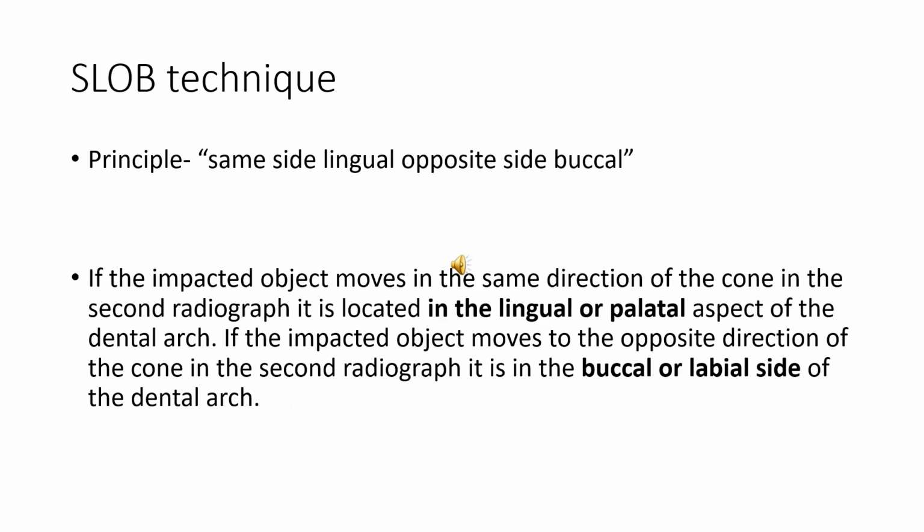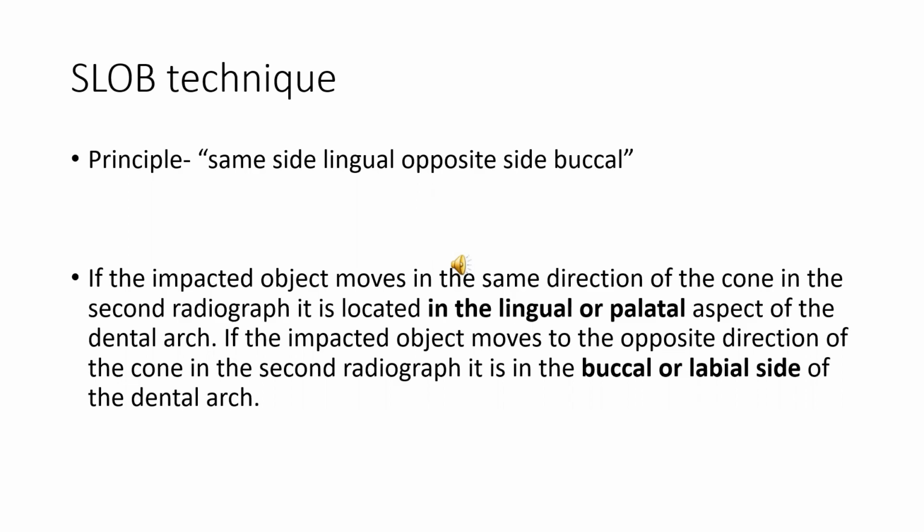The exact definition, we go word by word. If the impacted object moves in the same direction as the cone during the second radiograph, the impacted object or the tooth is located in the lingual or palatal aspect of the dental arch. If the impacted object moves in the opposite direction of the cone in the second radiograph you take with a different horizontal angulation, it is located on the buccal or the labial side of the dental arch.